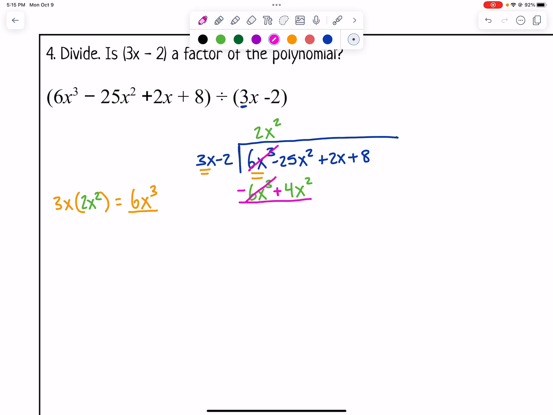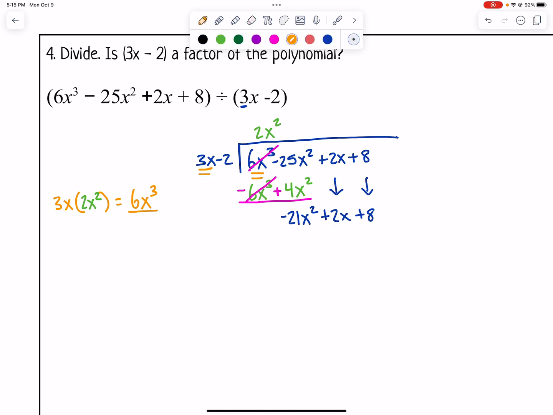So change the sign. The first 2 always cancel out. And then you combine what's left over. So then what's left is negative 25x squared plus 4x squared. So that's negative 21x squared. And then I'm going to bring down what's left. And notice I now have a trinomial. My polynomial got a little smaller, and it will do that on each step. So now we're going to do the same thing we did on that first step. We're just going to repeat those same steps until we're finished.